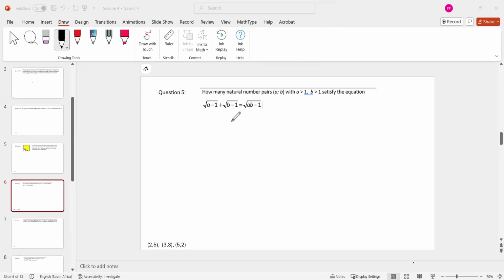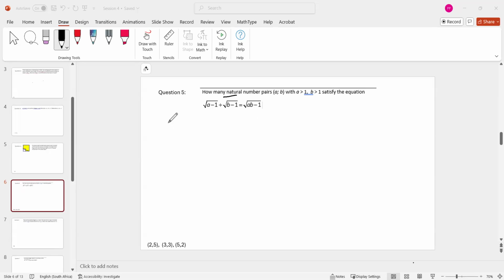All right, now how many natural number pairs? Again, natural numbers. This is nice. As I said, the numbers are 1, 2, 3, 4, and so on. Those are the natural numbers. But you are also told that A is greater than 1 and B is greater than 1. So the values for A are from 2 onwards: 2, 3, 4, 5. And B is also 2, 3, 4, 5, because they are natural numbers bigger than 1. And again, you have a similar thing to what we had earlier, but this time you have 3 square roots. But you can still do the same thing and square on both sides.